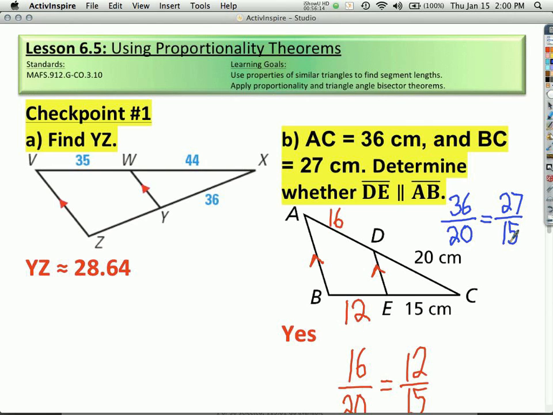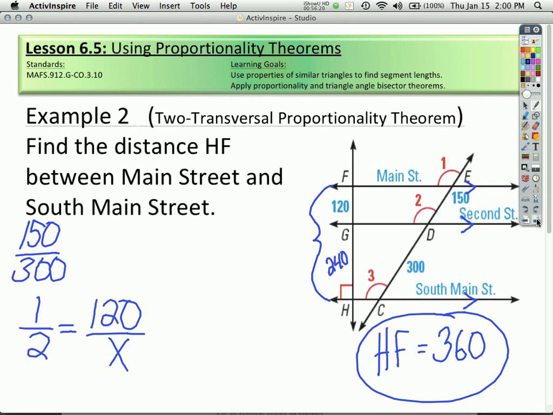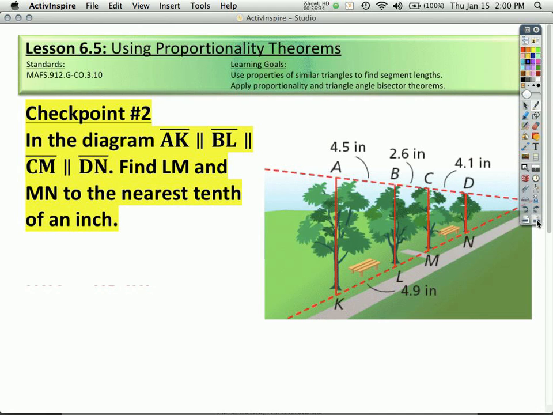Do you think it works every time? Maybe. What if we looked at this one? Do you think it works here? Test out your theory. See if it works. We're going to come back to you in a little while.